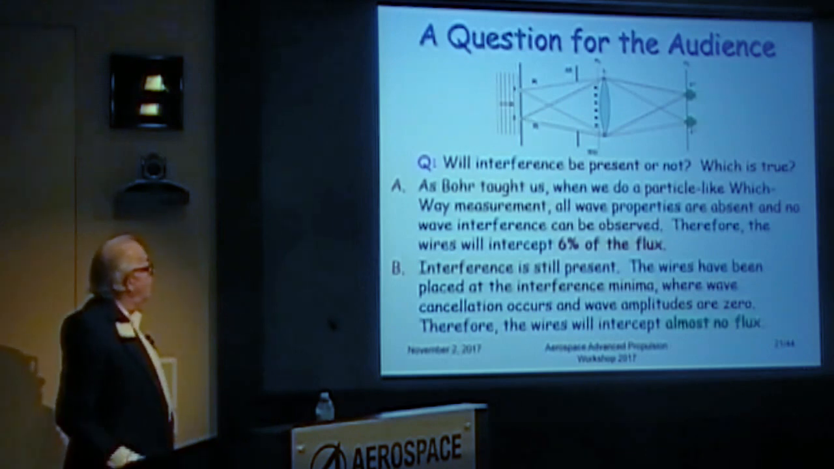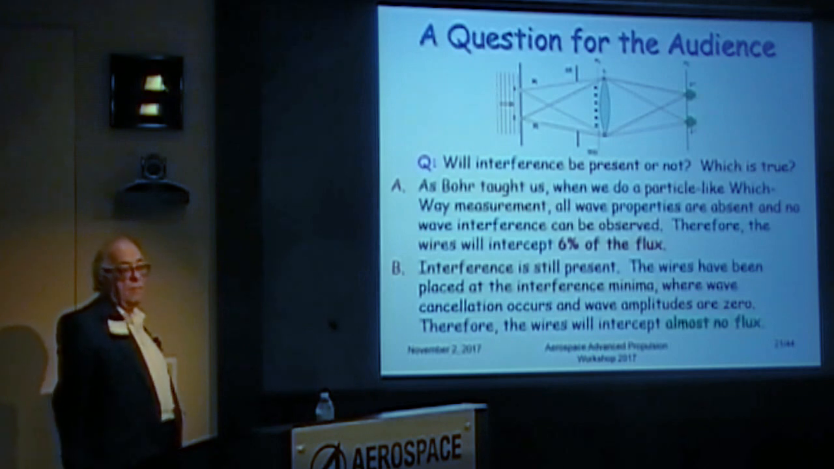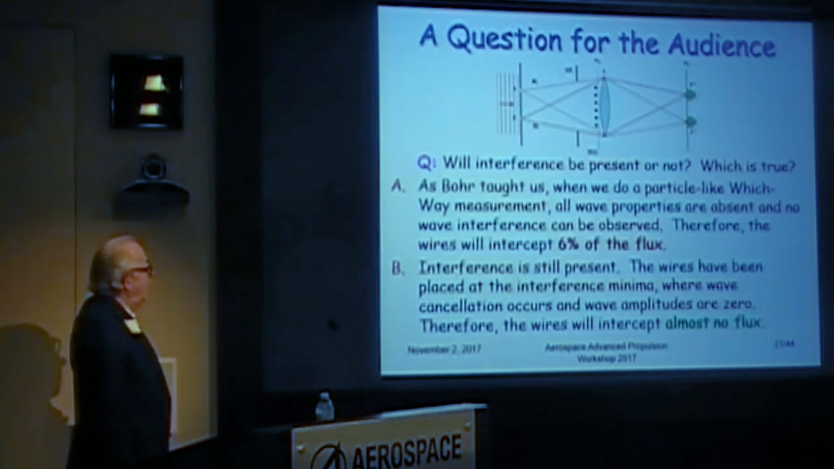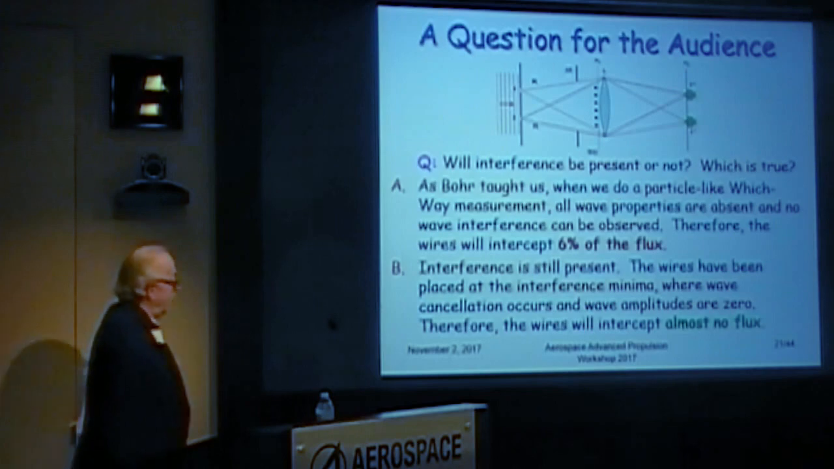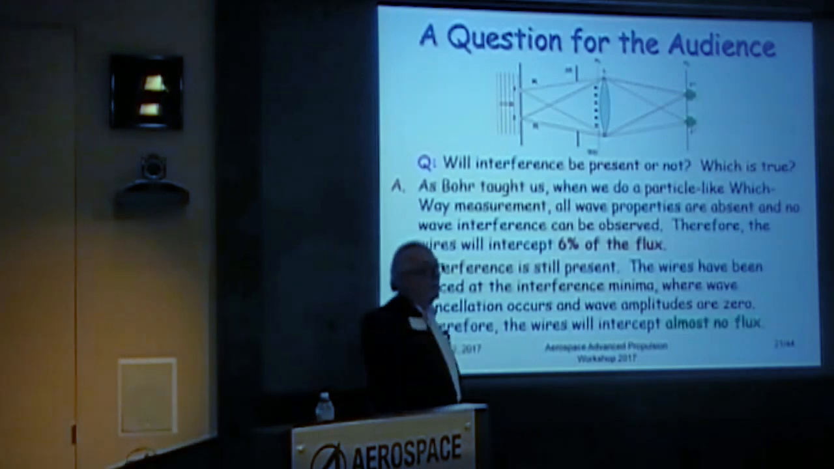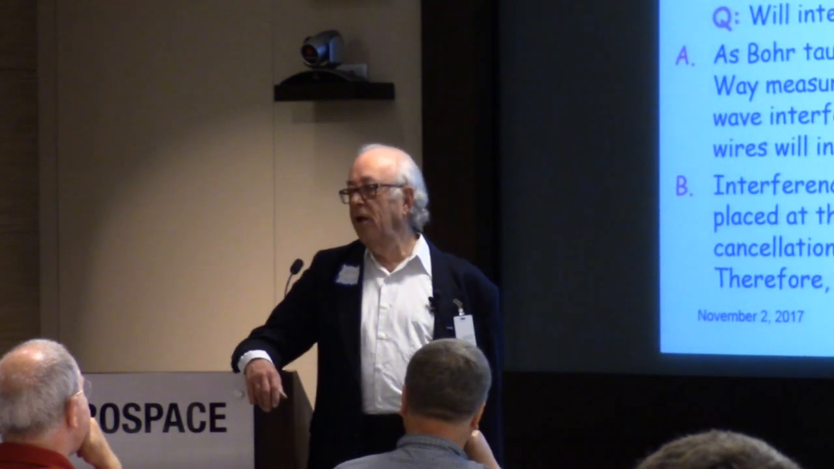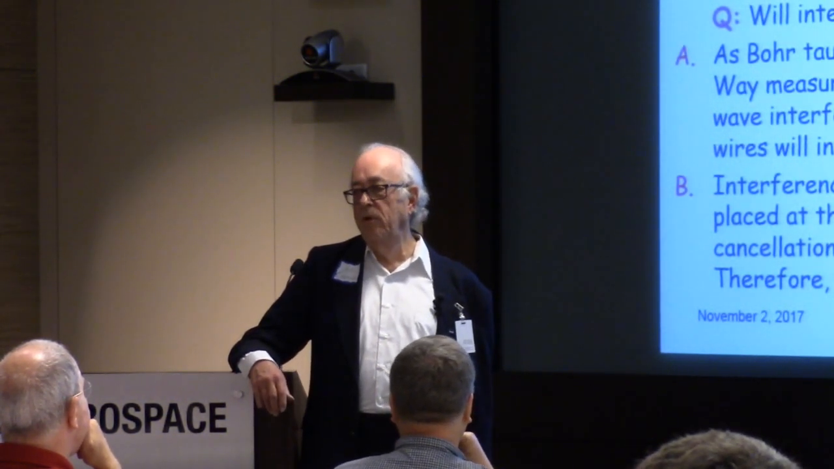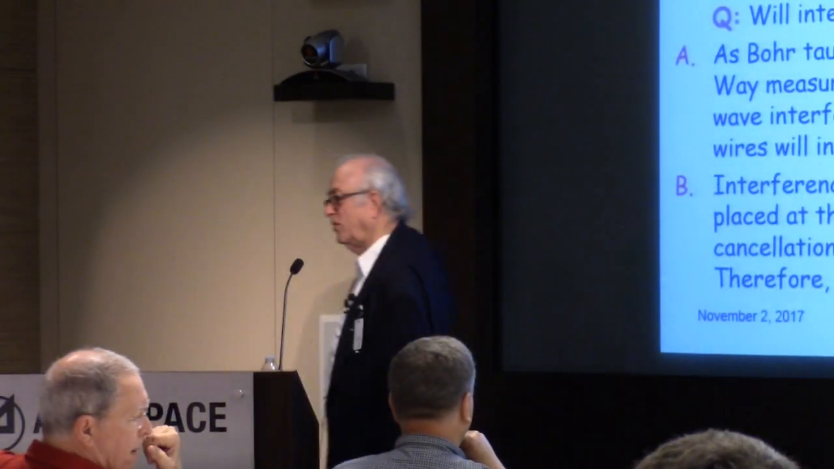So I'd like to have a show of hands. How many people vote for option A? Two. Okay. How many people vote for option B? Yes, and that's the right answer. When I first encountered this experiment, I went around to my colleagues at the University of Washington posing this question, and almost all of them voted for option A. So you're more sophisticated than the University of Washington Physics Department.